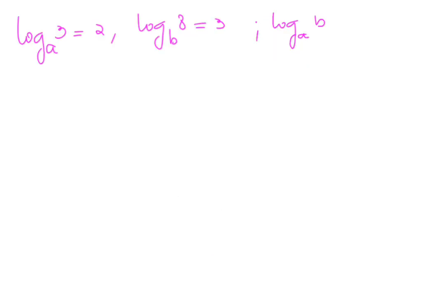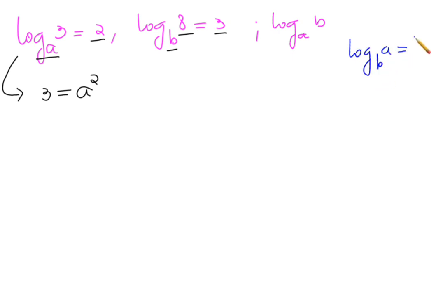Okay. So here we have a question which says log of 3 to the base a equals 2, and we have log of 8 to the base b equals 3, and we need to find the value of log of b to the base a. Okay, so here first try and understand what will be the value of a. So we can say 3 equals a square using the rule of log of a to the base b.